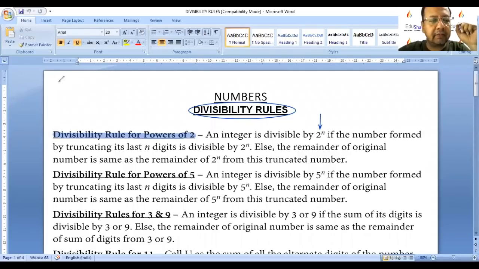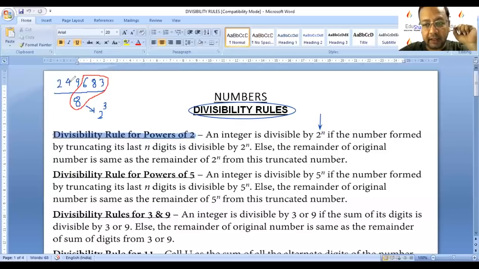Suppose there is a number 249683, right? And I want to check whether this number is divisible by 8 or not. What is 8? 8 is nothing but 2 raised to the power 3. So what I need to check here is whether the last 3 digits of this number, that is 683, are divisible by 8. Then this number will be perfectly divisible by 8. Right now we have 683, and 683 is not divisible by 8. So this number will also not be divisible by 8, right?